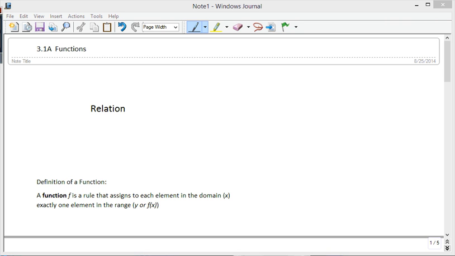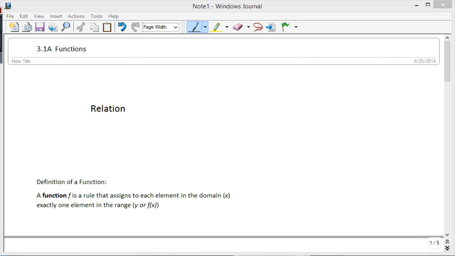This video is from chapter 3. It's the first part of 3.1. It's on functions. We're going to define the functions and look at the notation that we use. We should have covered all of this before, but I just want to be precise about what a function is.